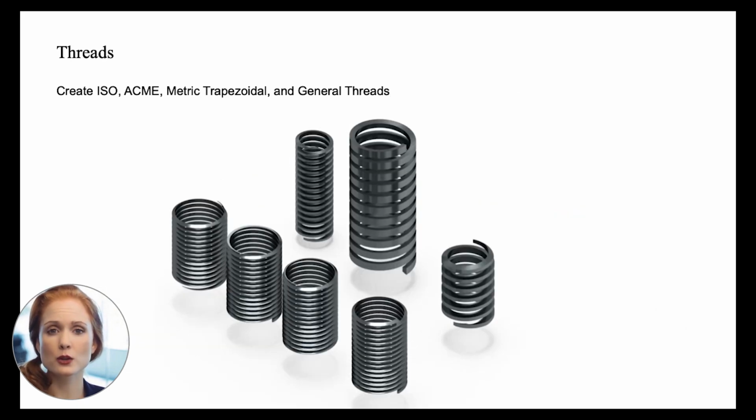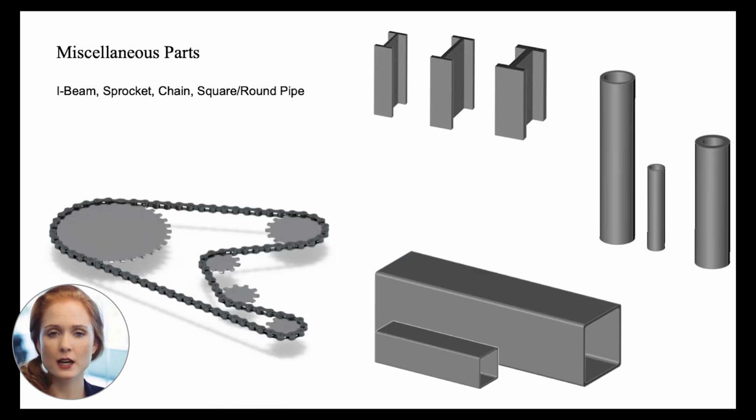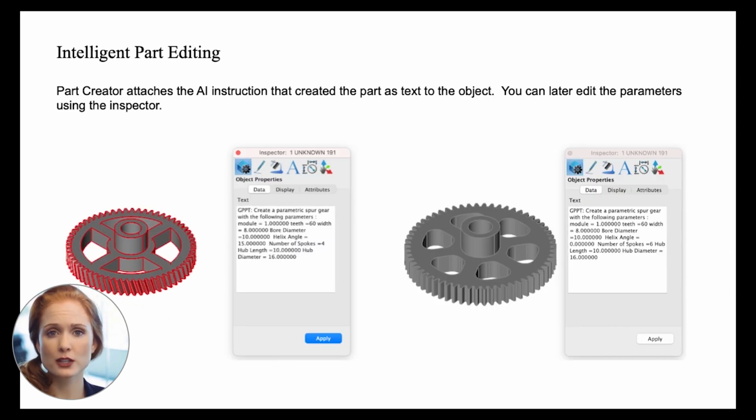Part Creator allows you to create robust, precise interior and exterior threads for your design applications. Define critical parameters such as pitch, major diameter, and length to achieve the desired thread specifications. The application supports ISO, ACME, metric, trapezoidal, and general threads, enabling you to enhance your designs with an array of smaller yet essential mechanical components such as chains, sprockets, I-beams, and pipes, all crafted through Part Creator's highly configurable parametric approach. Watch this category grow as more training data is integrated.